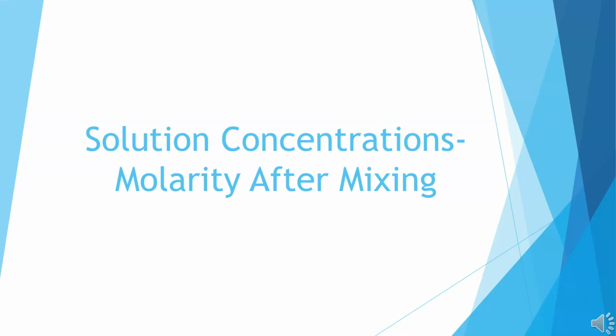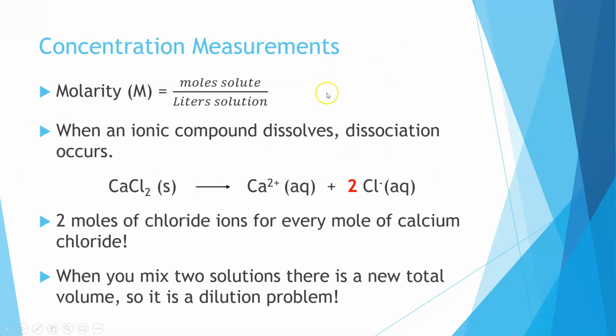Okay, sometimes you need to calculate the concentration of either an ion or a compound after you've mixed two solutions. This is particularly useful when you're determining whether or not a precipitate forms, but it could be a standalone problem by itself also.